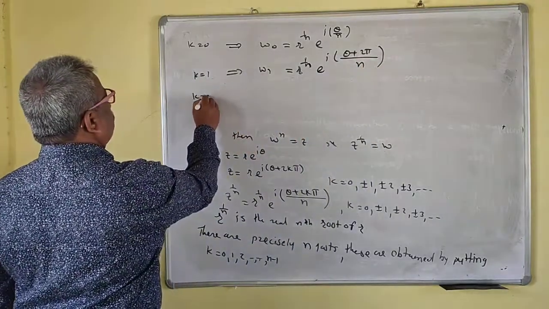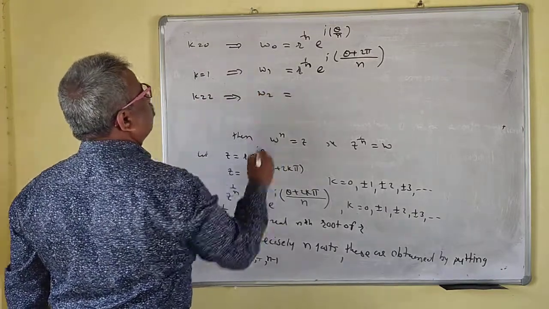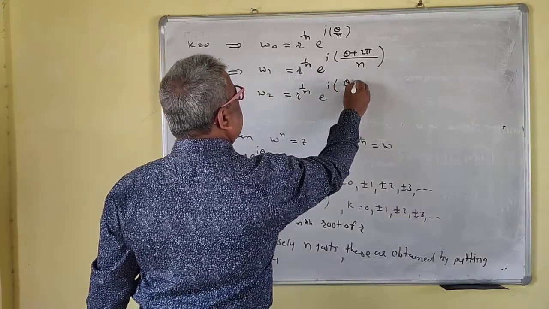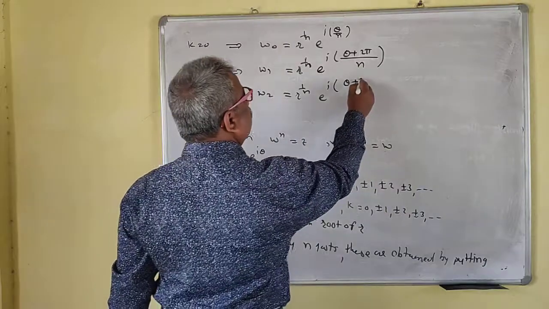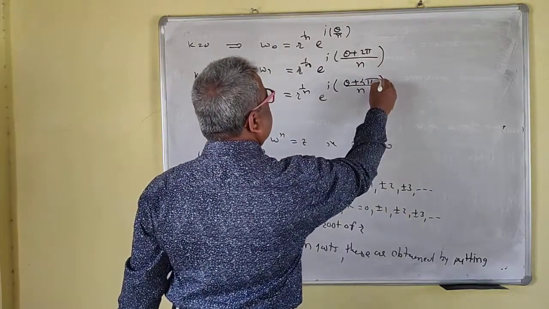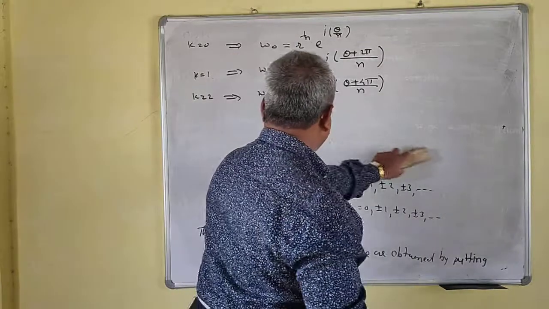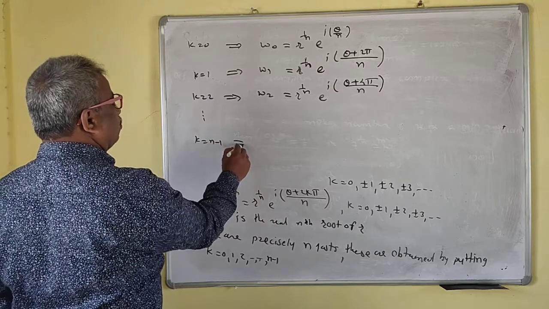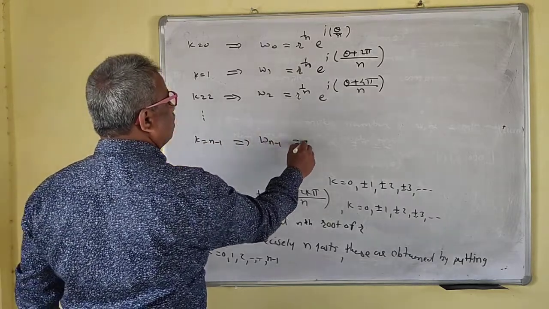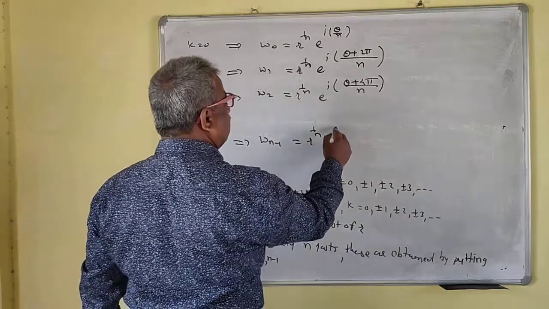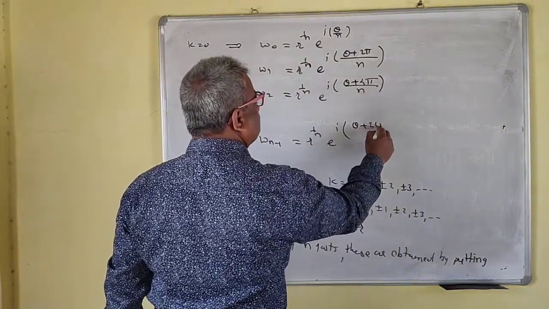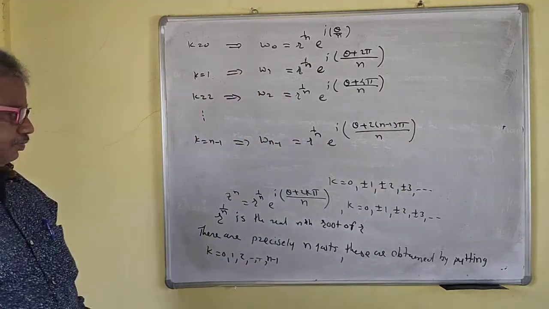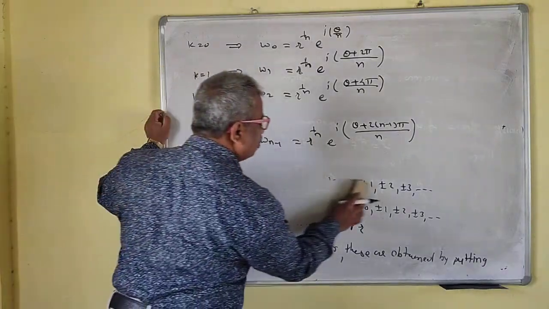For k equal to 2, omega 2 is equal to r to the power 1 by n e raised to i times theta plus 4 pi upon n, and so on. For k equal to n minus 1, omega n minus 1 is equal to r to the power 1 by n e raised to i times theta plus twice n minus 1 pi upon n. So these are the n roots.